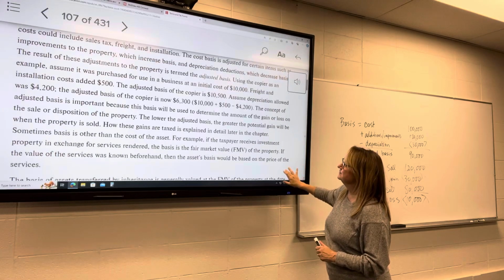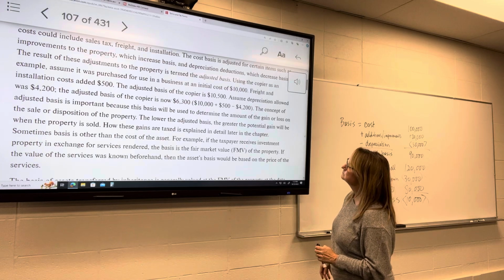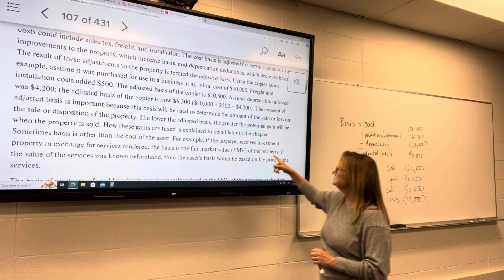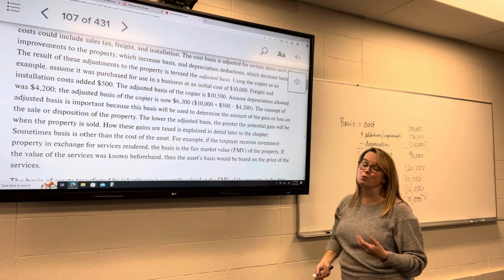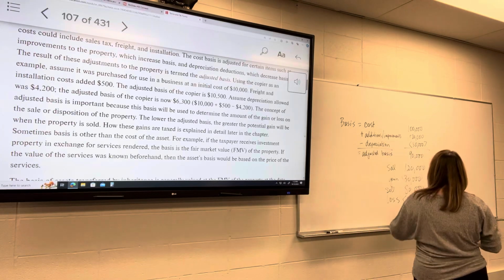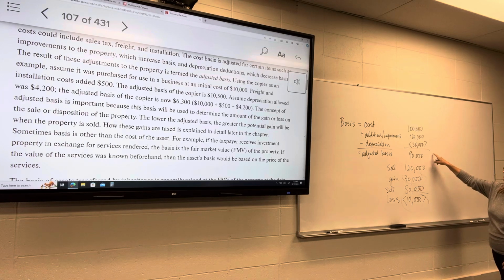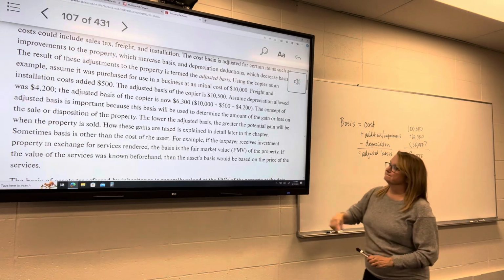Oh, I guess a couple of things that they talk about as well. So the lower the adjusted basis, the greater the potential gain will be when the property is sold, or the less the loss is going to be. And that makes sense, right? So the higher this is, the lower this is going to be, the higher this is going to be, right?